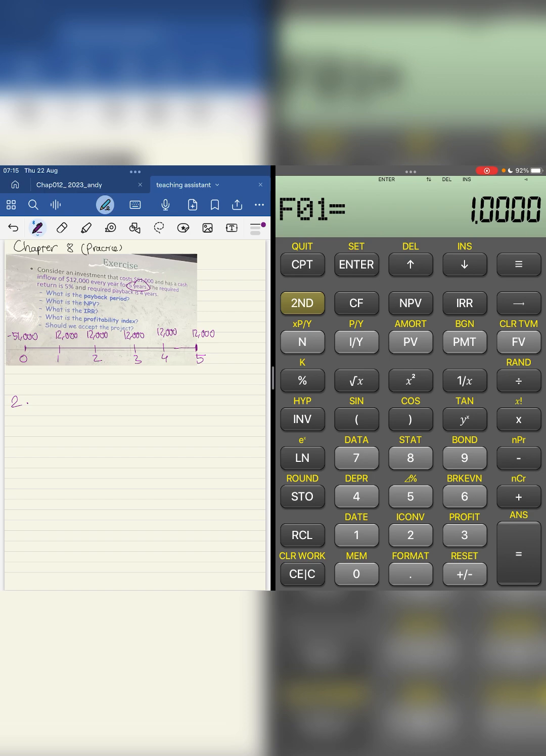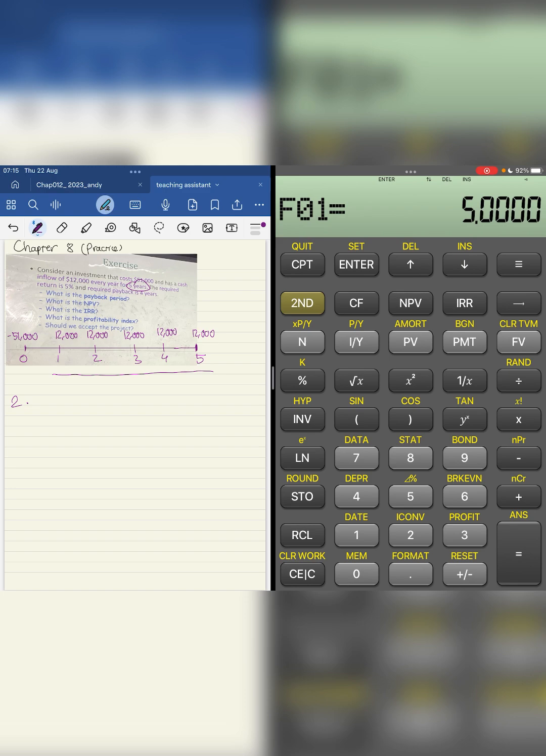Just a reminder, frequency stands for how many times a certain cash flow will be repeated in the future. Since we can see that from year 1 to year 5, the cash flow of 12,000 has been repeated 5 times in a row. Therefore, the frequency is equal to 5. So we press 5, enter.